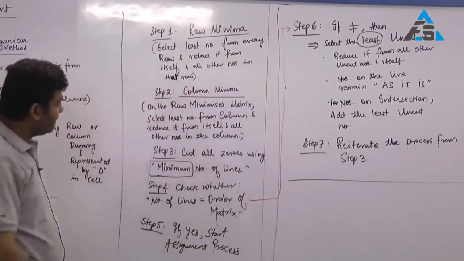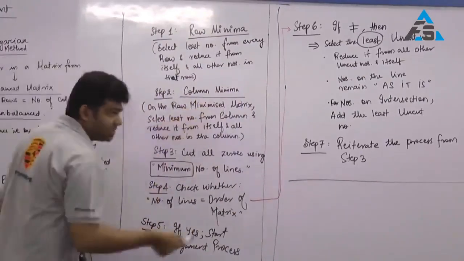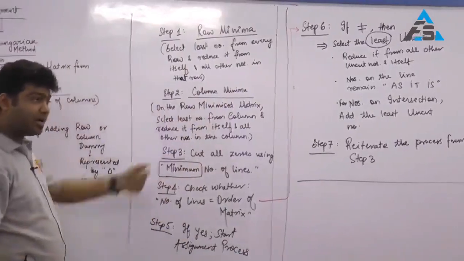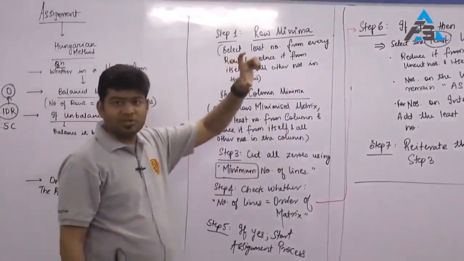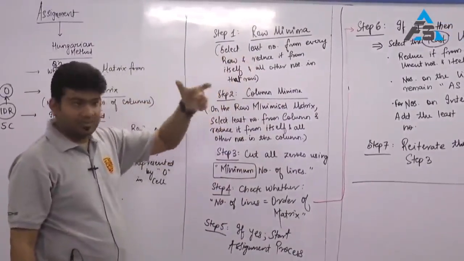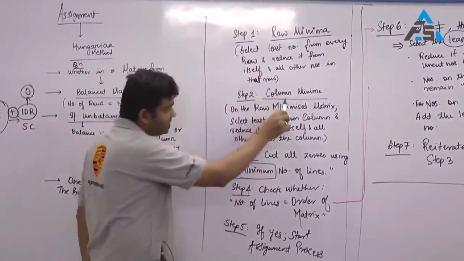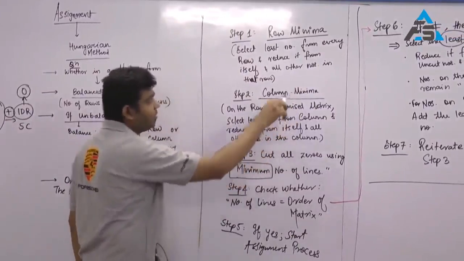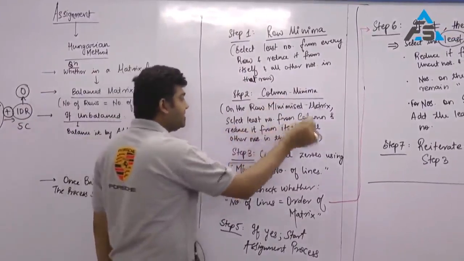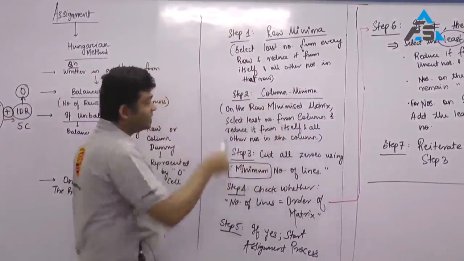Then comes column minima. On the row minimized matrix, so जिसके ऊपर मैंने row minima already perform कर लिया है, so there will be original question. I will perform a row minima. So row minima करने के बाद जो मेरा question दिखता है, उसके ऊपर मुझे क्या perform करना है? उसके ऊपर मुझे perform करना है column minima. On the row minimized matrix, select least number from the column.